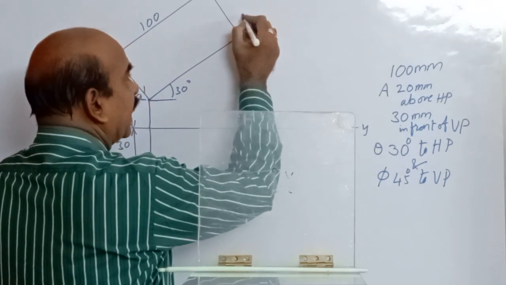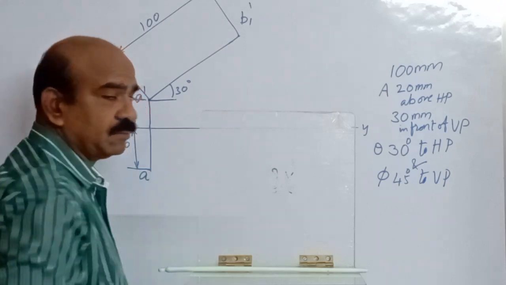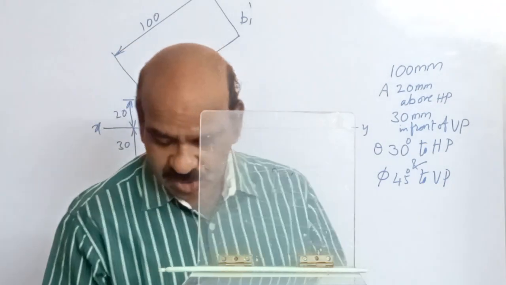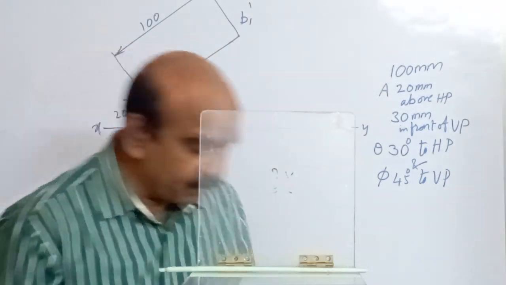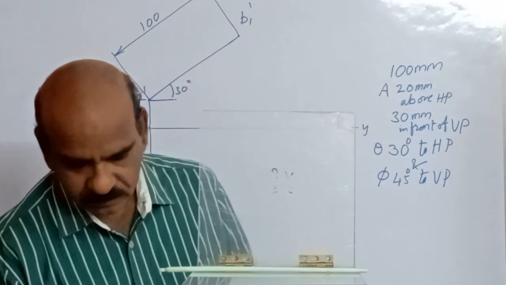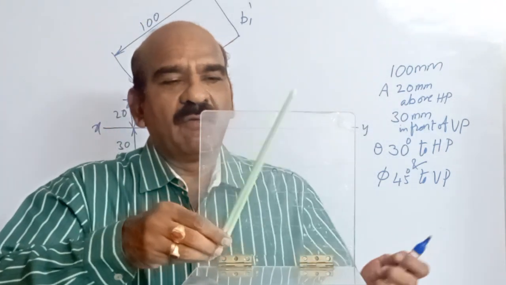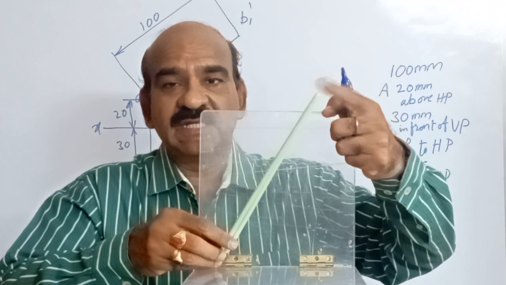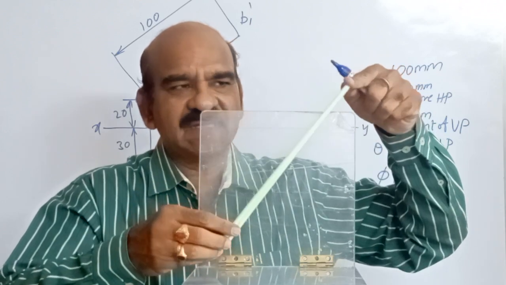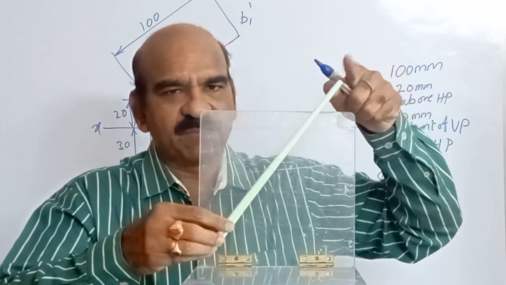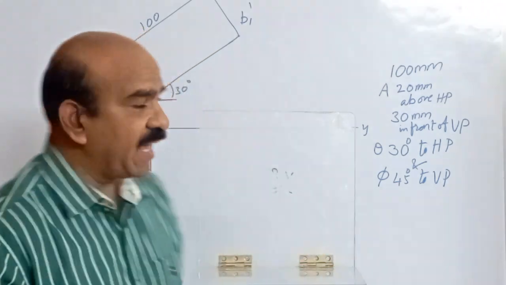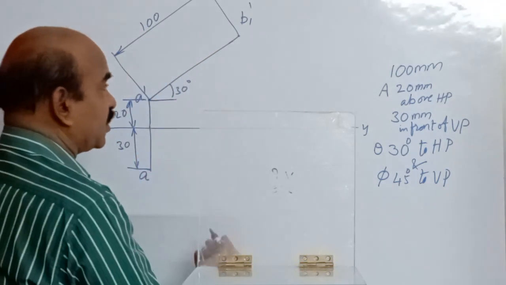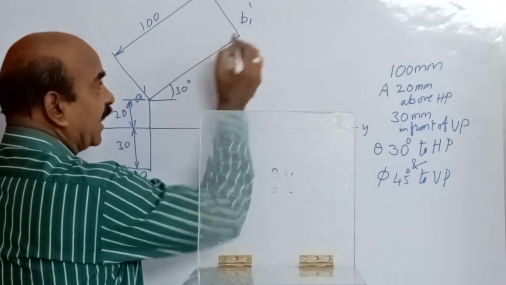I call this point B1 dash. It is not B, the final position of the line. Here, the final position of this line is B. Because this is the initial position, I consider this as B1. So AB1 dash is the first initial position and here is the true length.